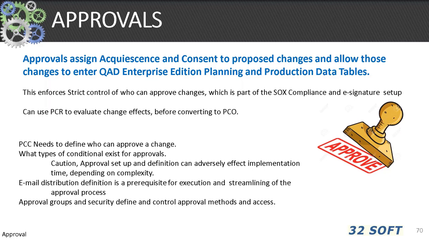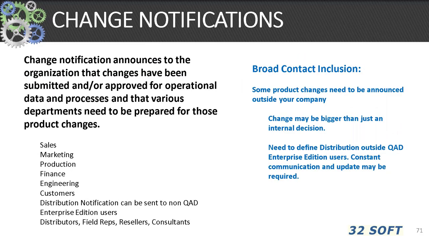You can use PCRs to evaluate changes before converting them to PCOs. Change notification announces to the organization that the changes have been submitted or approved for operational data and processes, and that various departments, such as sales, marketing, production, finance, and engineering, need to be prepared for those product changes.